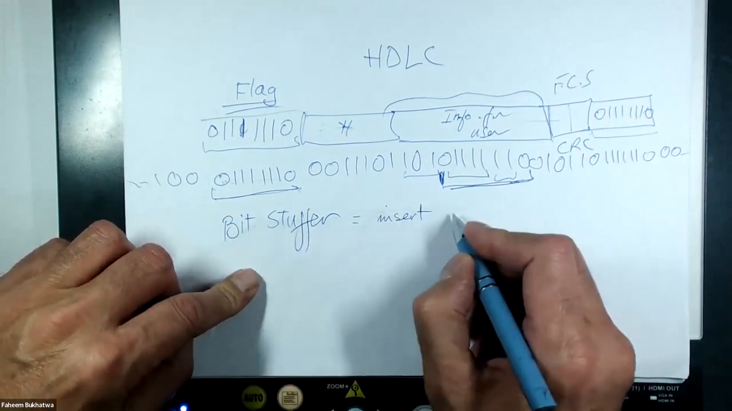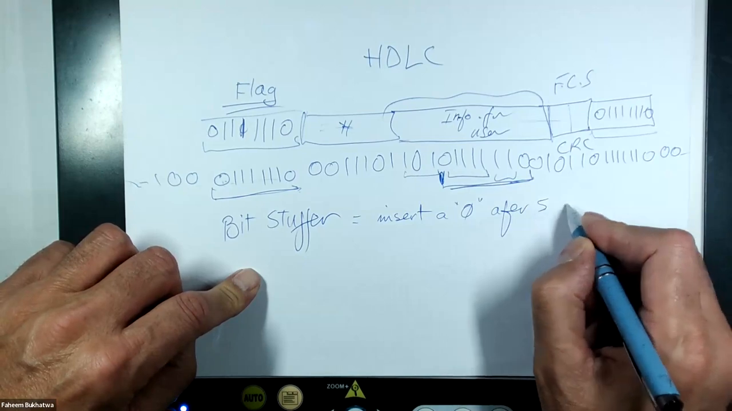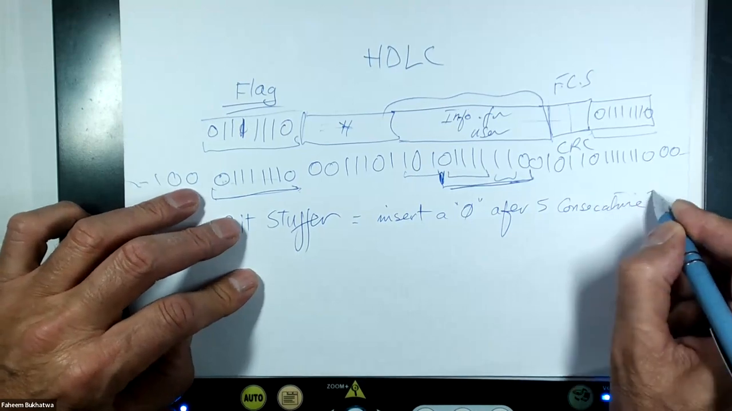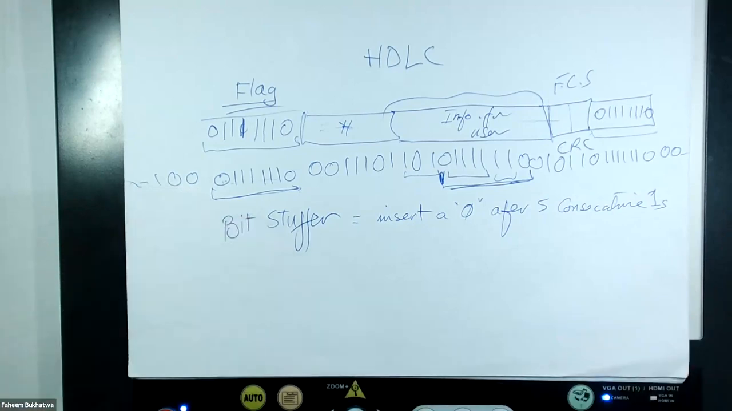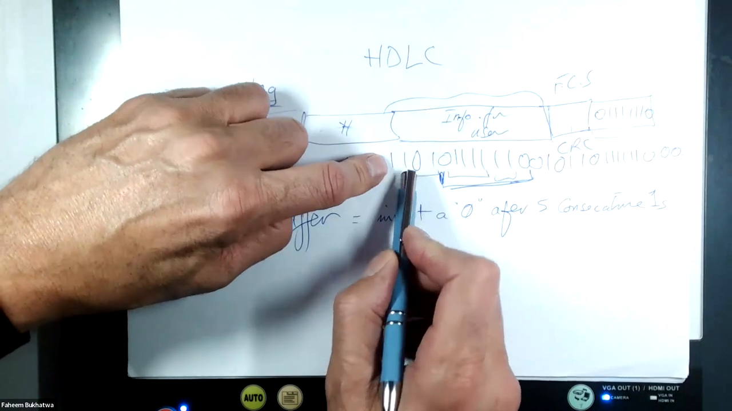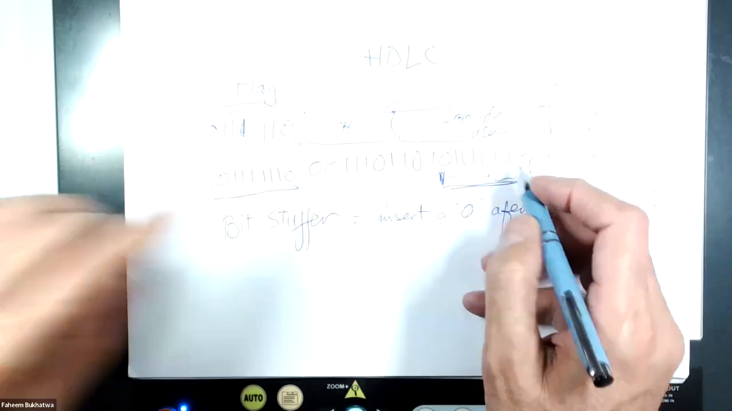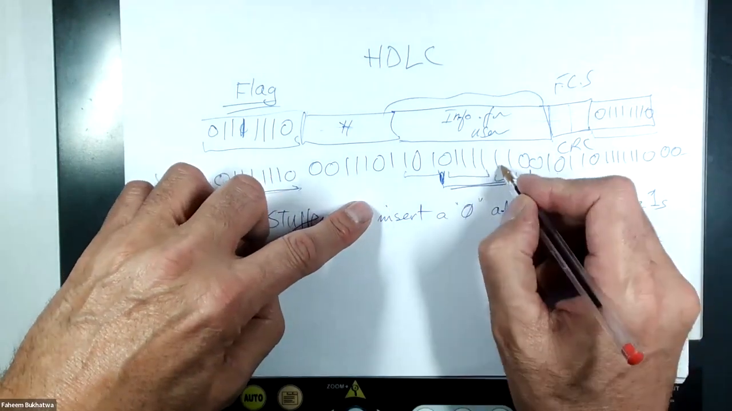So what does the sender do in bit stuffing? Insert a 0 after 5 consecutive ones. Consecutive means one immediately after the other, nothing between them. So as it gets to this point, it's looking for 5 ones: 1, 2, 3, followed by 0. Start counting again: 1, 2, 0. Start again: 1, 0. Start again: 1, 2, 3, 4, 5. Hold on, let me put a 0 there.